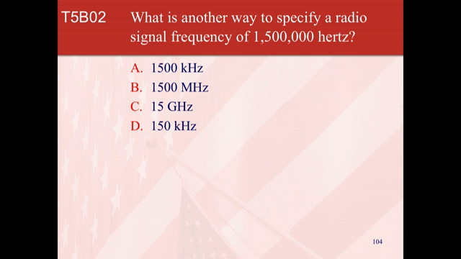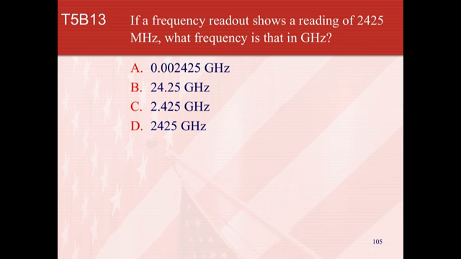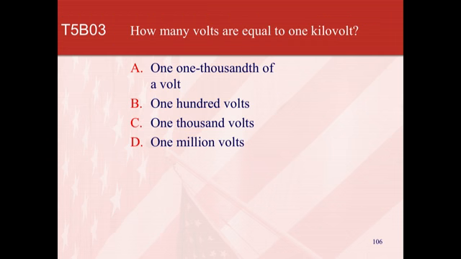What is another way to specify a radio signal frequency of 1,500,000 hertz? A, 1500 kilohertz. If a frequency readout shows a reading of 2425 megahertz, what frequency is that in gigahertz? That would be C, 2.425 gigahertz. How many volts are equal to 1 kilovolt? That is C, 1,000 volts.